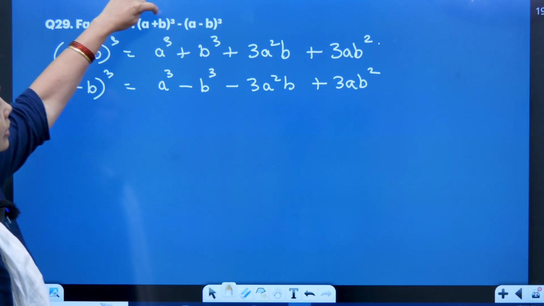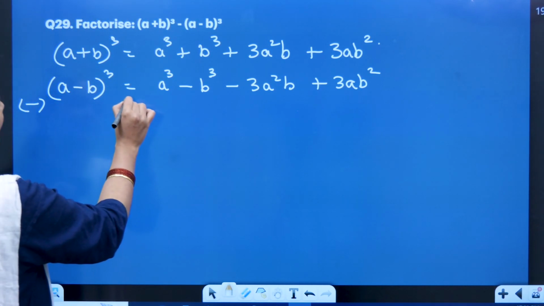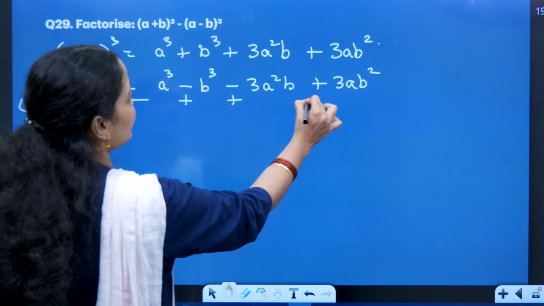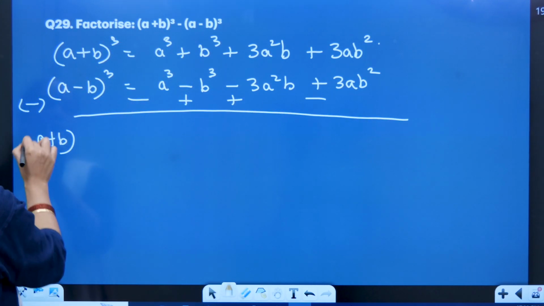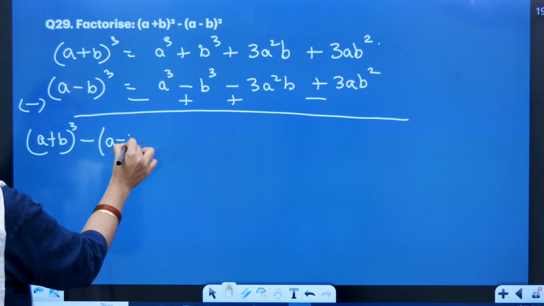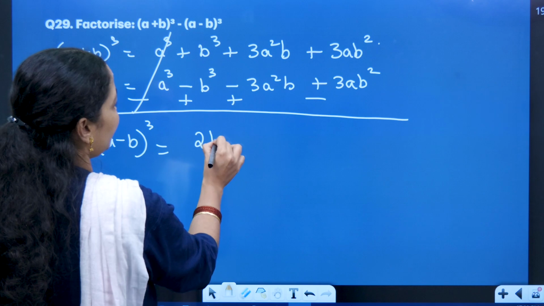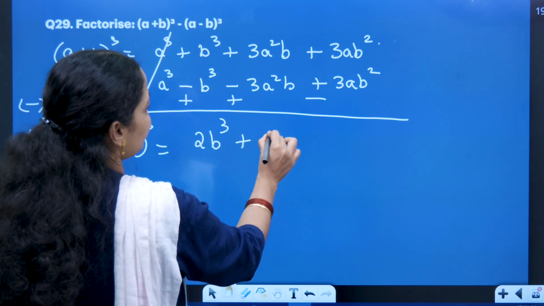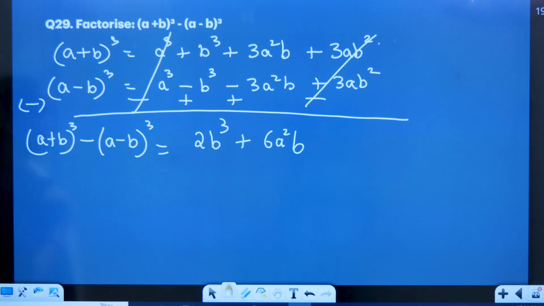Now they are asking us to subtract these two columns. I will directly change the signs here. Subtraction: subtract, add, subtract. So I will be left with (a plus b) whole cube subtracted with (a minus b) whole cube. This is getting cancelled. This will be 2b cube, and this will be 6a square b, and this is getting cancelled. This will be my final answer here.